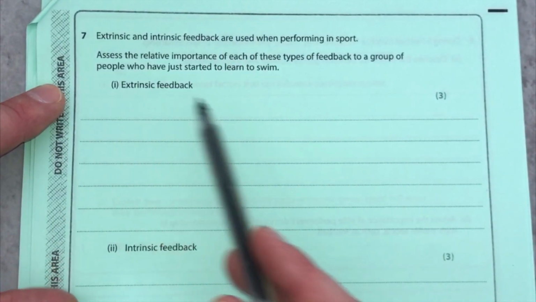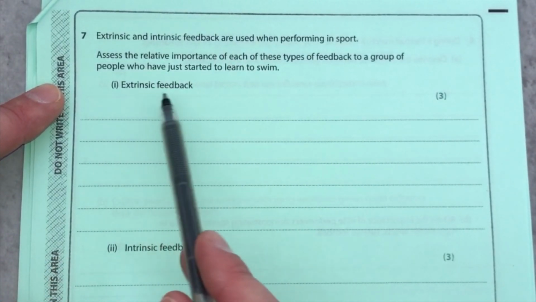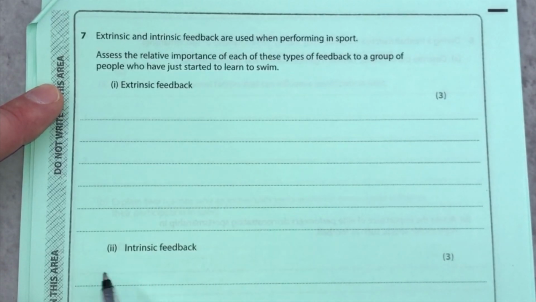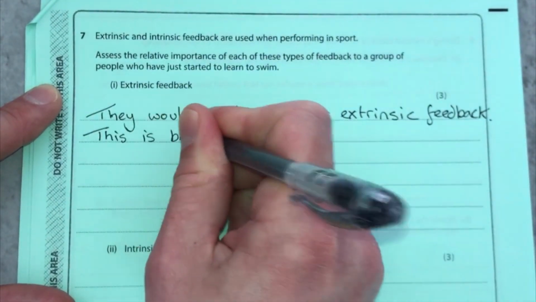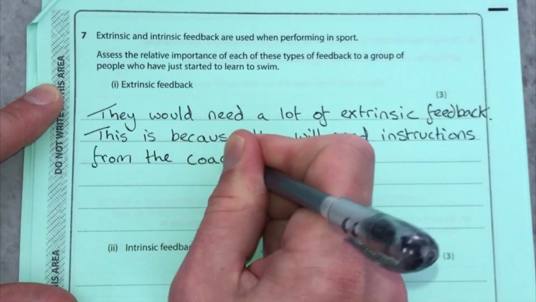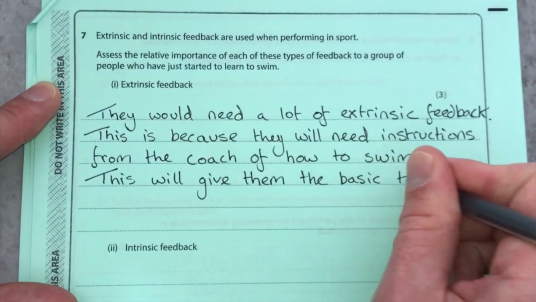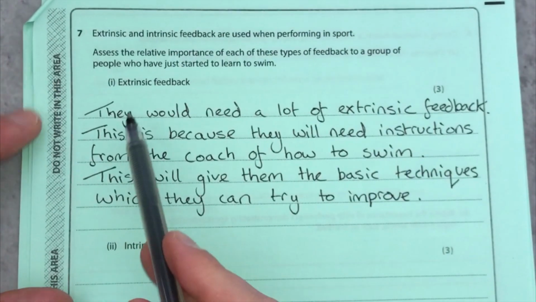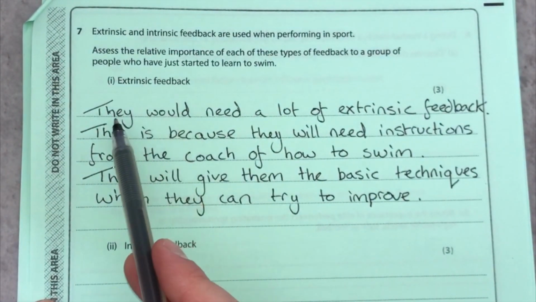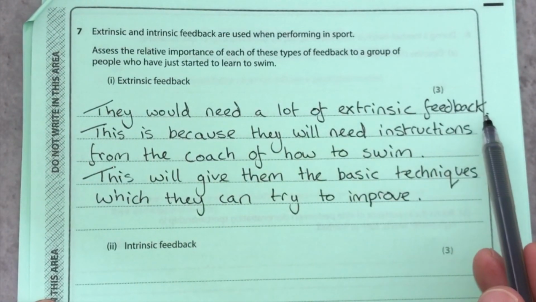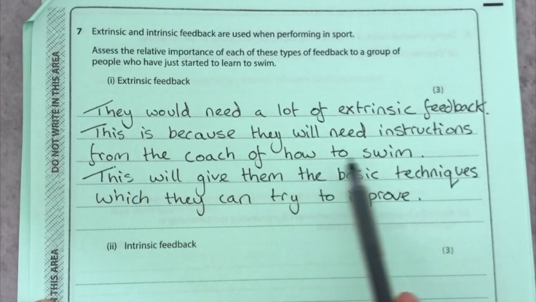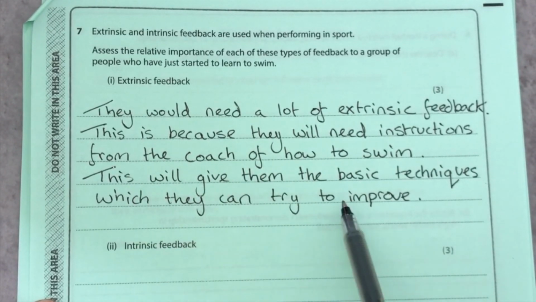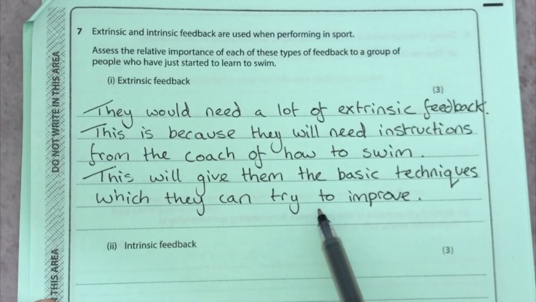So let's go on to answer the question. First, we've got to talk about extrinsic feedback, and then we've got to talk about intrinsic feedback. Extrinsic feedback. They would need a lot of extrinsic feedback. This is because they will need instructions from the coach of how to swim. This will give them the basic techniques which they can try to improve.